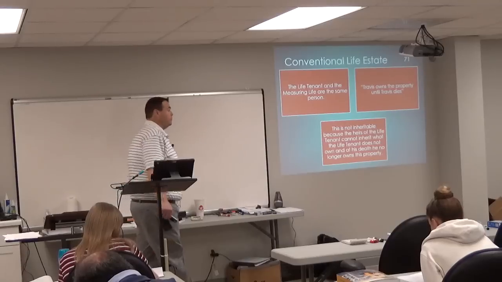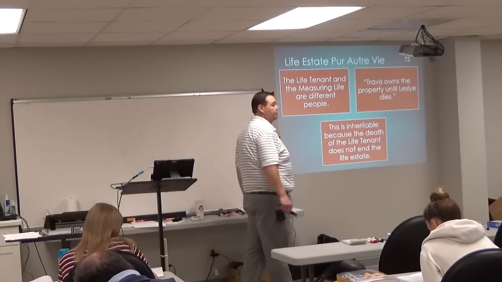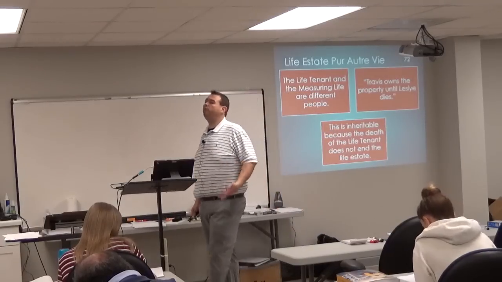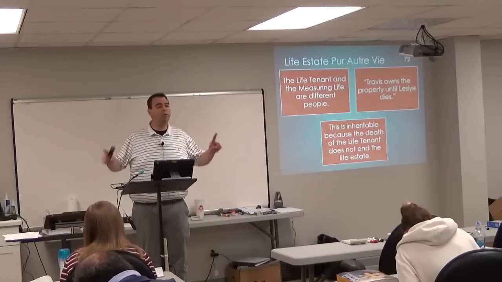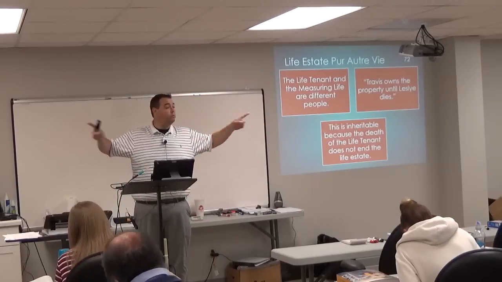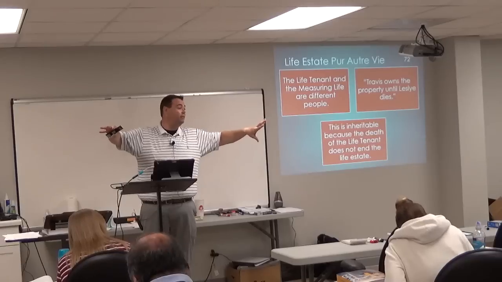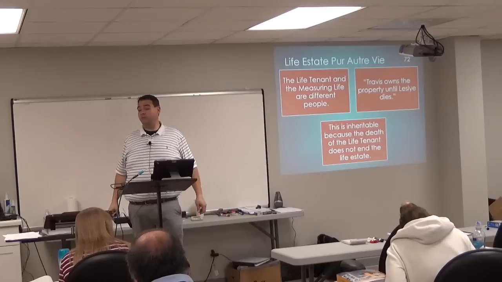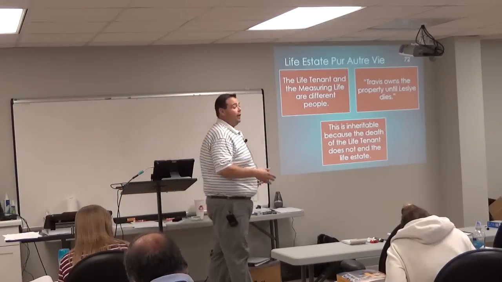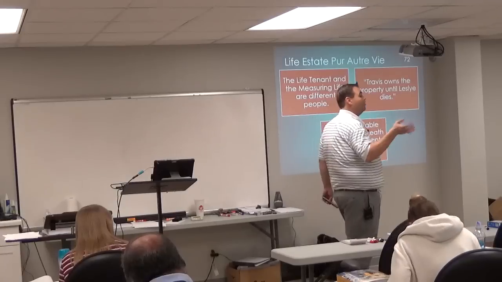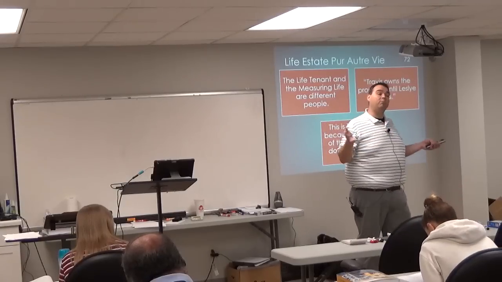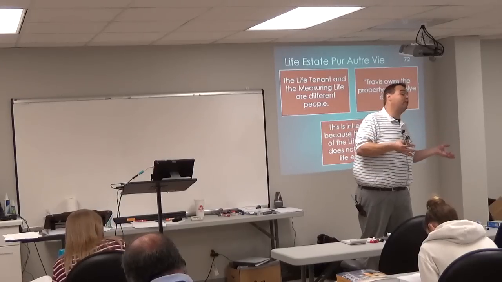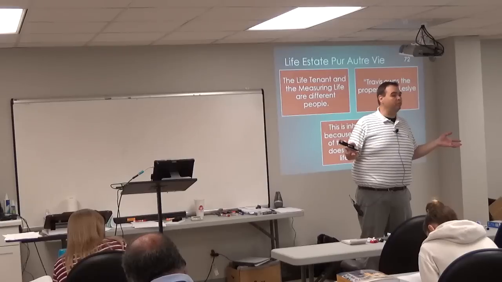Now the other type of life estate is the pour autre vie. If conventional meant the life tenant and the measuring life were the same person, what do you think pour autre vie is going to be? They are different people. Notice we set it up both ways in our examples, right? Sometimes we said Devin owned it until Devin died. Well, that was a conventional life estate. And then we said that Kevin owned it until Aaliyah died. Well, that was a life estate pour autre vie. Because anytime the measuring life and the life tenant are two different people, that just means it's pour autre vie.